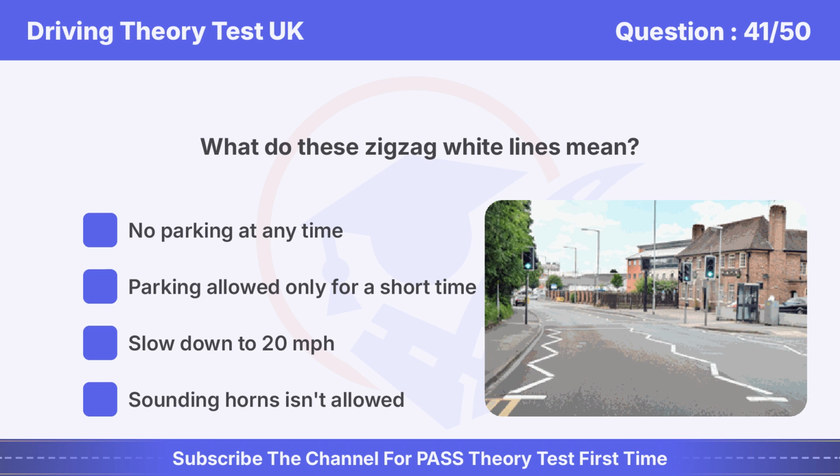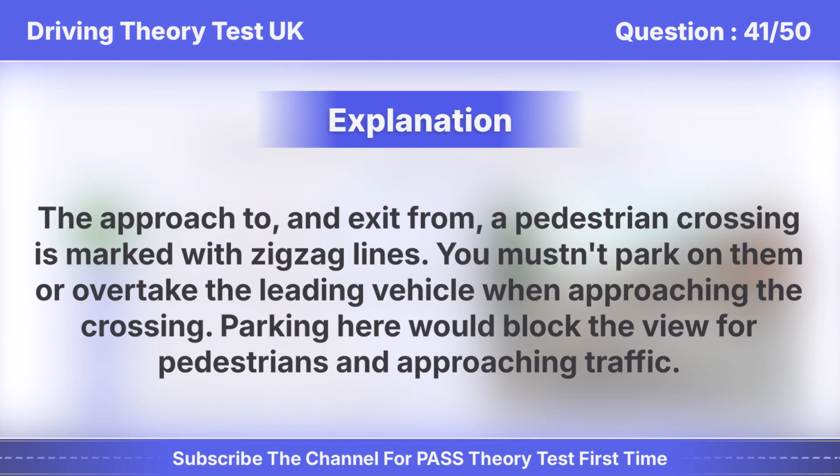Question 41. What do these zigzag white lines mean? Answer is A. No parking at any time. The approach to and exit from a pedestrian crossing is marked with zigzag lines. You mustn't park on them or overtake the leading vehicle when approaching the crossing. Parking here would block the view for pedestrians and approaching traffic.